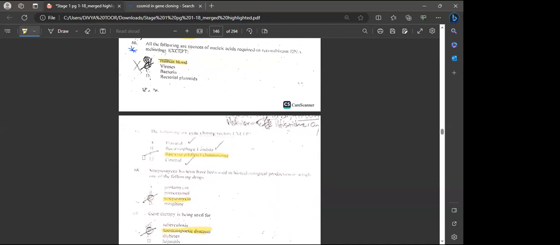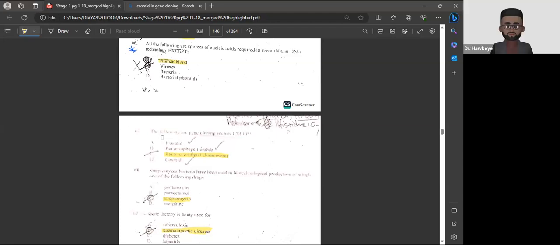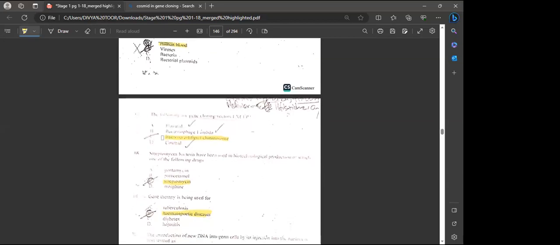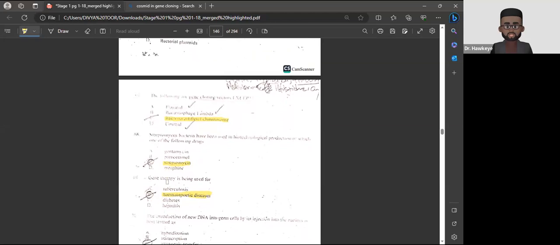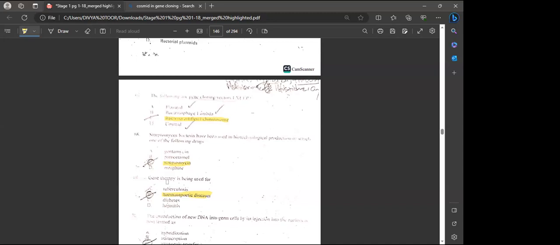I don't know the answer. The types of vectors are bacterial plasmid vectors, bacteriophage vectors, cosmid vectors, expression vectors, bacterial artificial chromosomes, and yeast artificial chromosomes. So I'm thinking all the answers that are there are all vectors. I guess we can go with the one that's not used commonly. Yeah, I'd most likely go with C. I don't know, maybe.